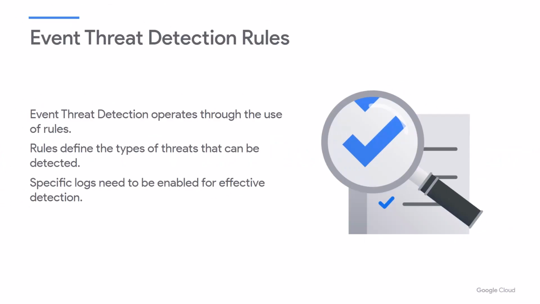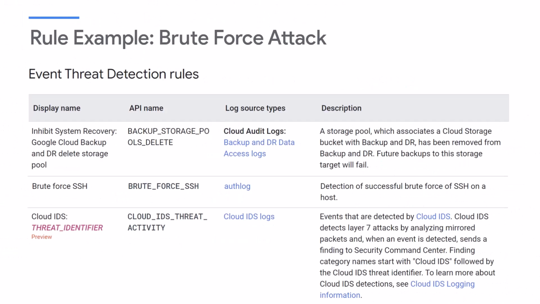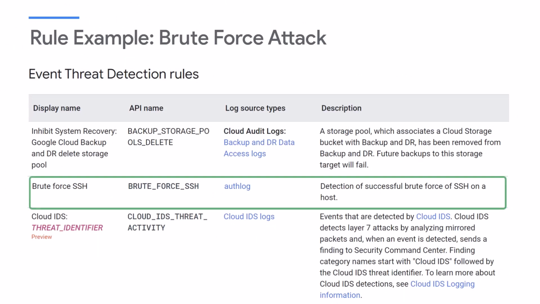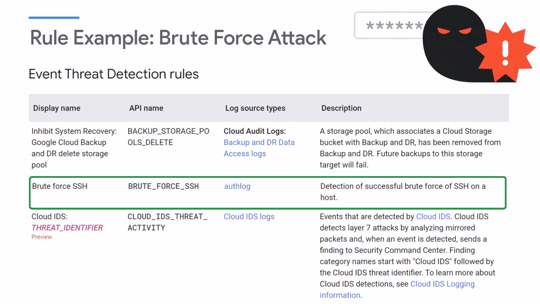Event Threat Detection operates through the use of rules. Rules define the type of threats that Event Threat Detection detects and the types of logs that must be enabled for detectors to work. Let's take a closer look at how these rules function. For instance, consider the scenario of detecting a brute force SSH attack. This kind of attack exploits weak or default passwords that are commonly used on servers.